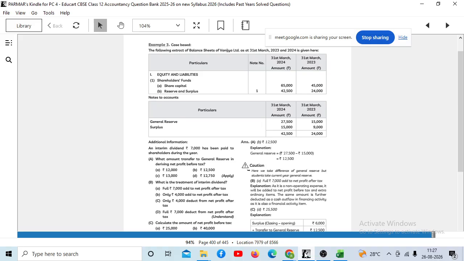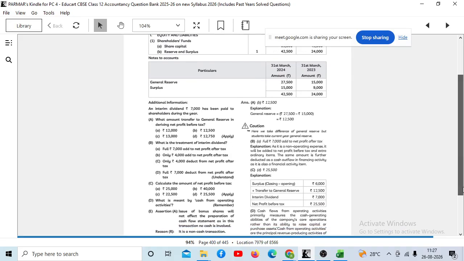Then similarly, we will read the question of B. What is the treatment of interim dividend? There are some options: full 7,000 added to net profit after tax, only 4,000 added to net profit after tax, only 4,000 deducted from net profit after tax, full 7,000 deducted from net profit after tax. So what had we done? A, right? Full 7,000 we have added. Okay. Now what they are telling: calculate the amount of net profit before tax.